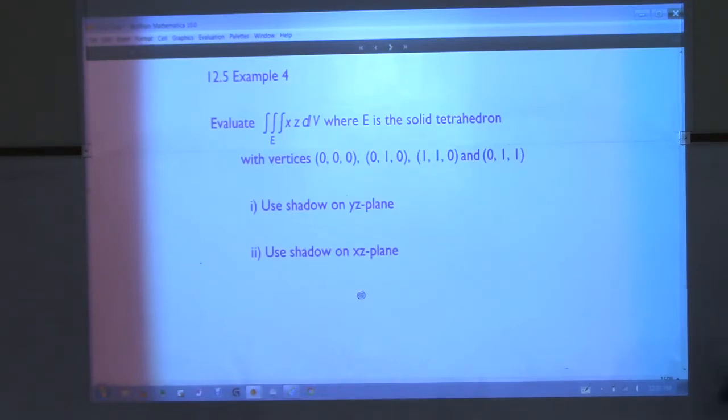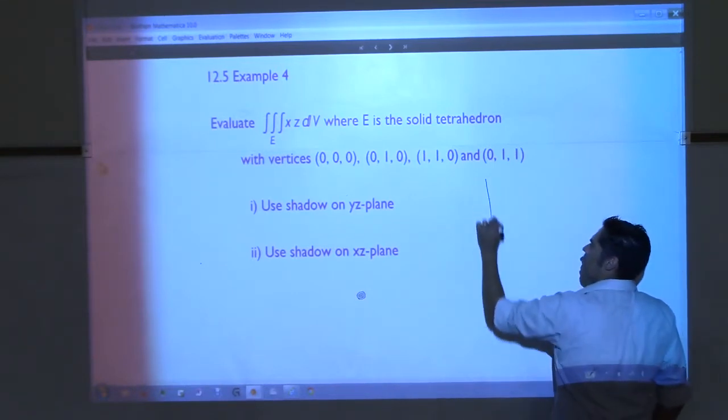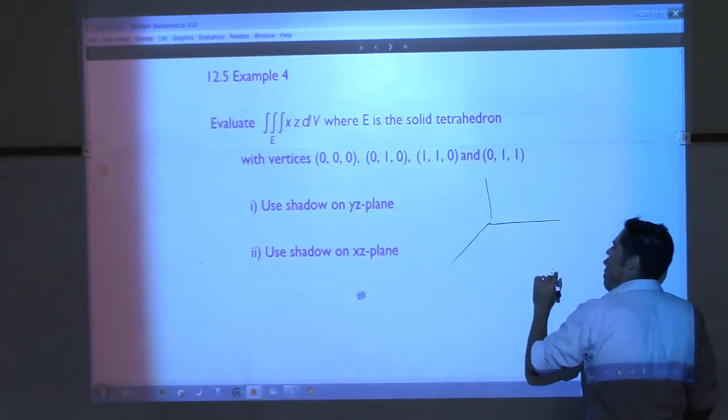So this is the problem we just did, isn't it? Isn't that the same one we just did? But I ask you to take it and, instead of looking at the shadow on the ground, look at the shadow on the YZ plane and then on the XZ plane. I've got 5 minutes. Let me see if I can do one of these. I'll remind you of what that region looked like, although I've forgotten.